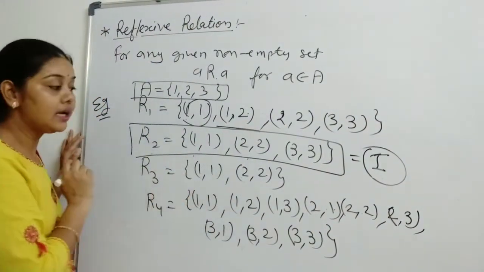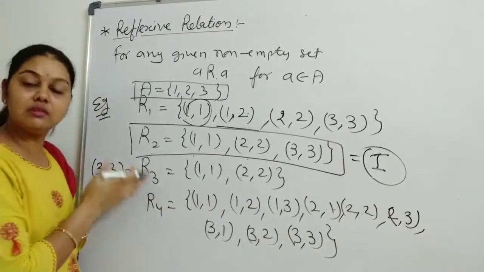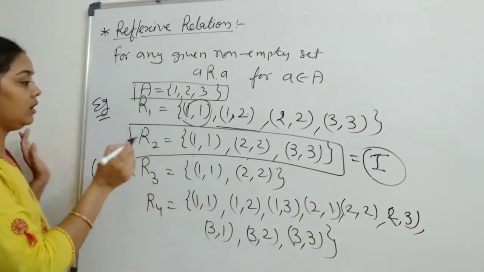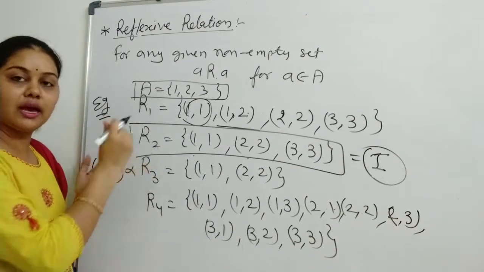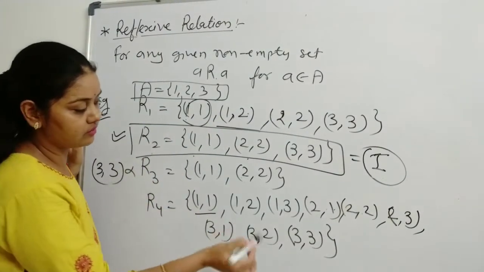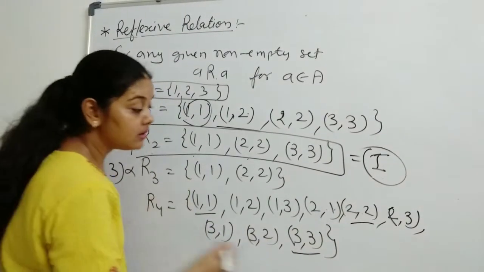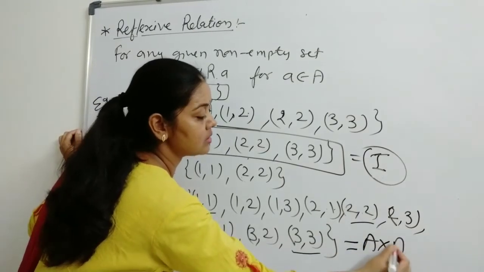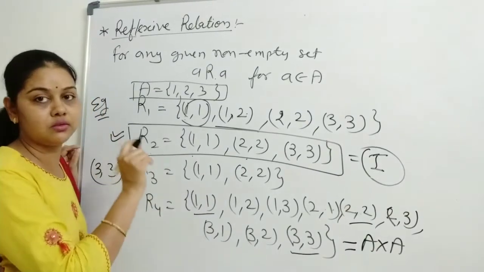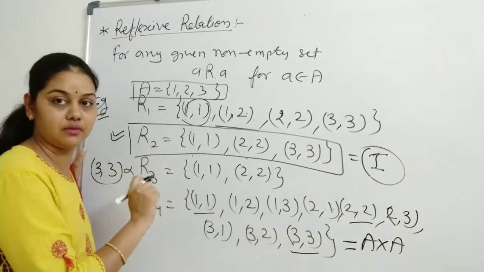In R3, we don't have (3,3), so it is neither a reflexive relation nor an identity relation. This one is a reflexive relation as well as an identity relation. And the fourth one, look here, we have (1,1), (2,2) and (3,3), and this is the complete set A cross A. It means A cross A is always a reflexive relation because all the elements are related with themselves. Is it clear?